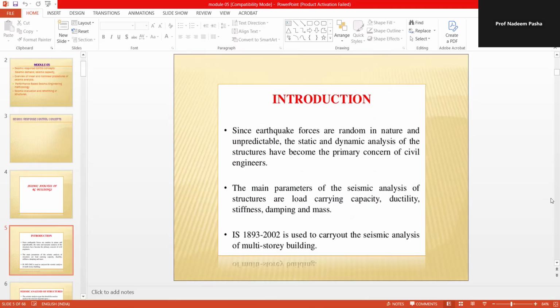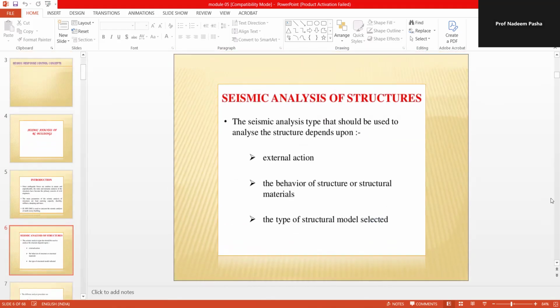The main parameters of the seismic analysis of the structures are load carrying capacity, ductility, stiffness, damping, and mass. So, what are the main parameters of seismic analysis of structures? Load carrying capacity, ductility, stiffness, damping, and mass. IS 1893-2002 is used to carry out the seismic analysis of multi-story building. As I said, the standard code which is used for design of earthquake structure is IS 1893-2002. With the help of this, we will proceed.